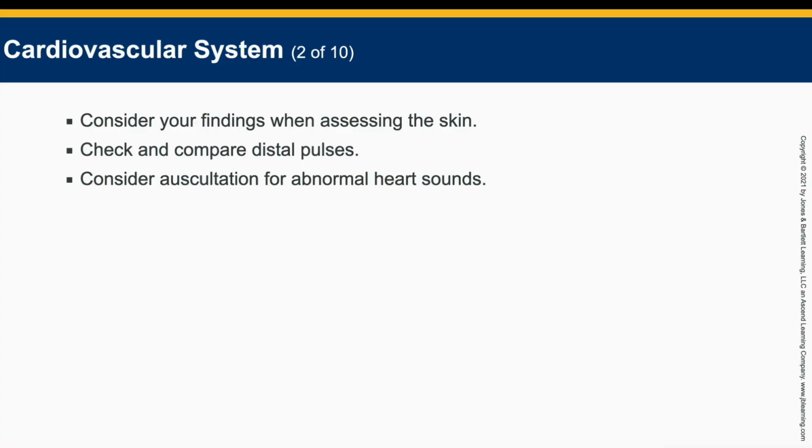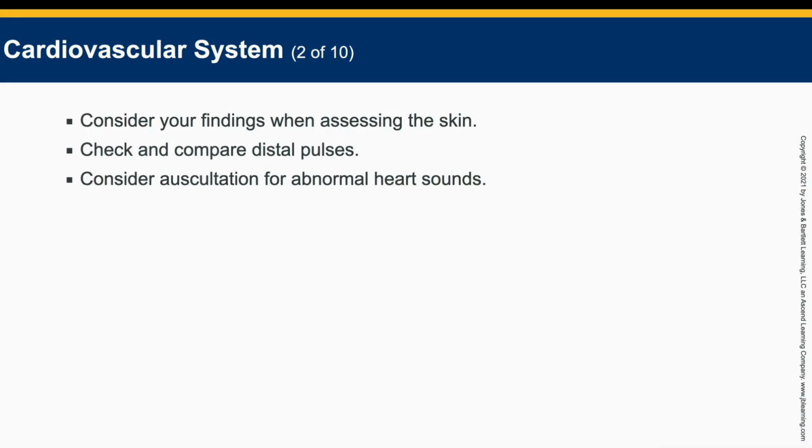We should also consider several other findings. First, think back to what you observed when assessing the patient's skin. Skin color, temperature, and moisture can provide important clues about circulation and perfusion. We should also check distal pulses, such as the pulses in the feet or the wrist, and compare them on both sides of the body. Differences between left and right may indicate a circulatory problem or possible injury.